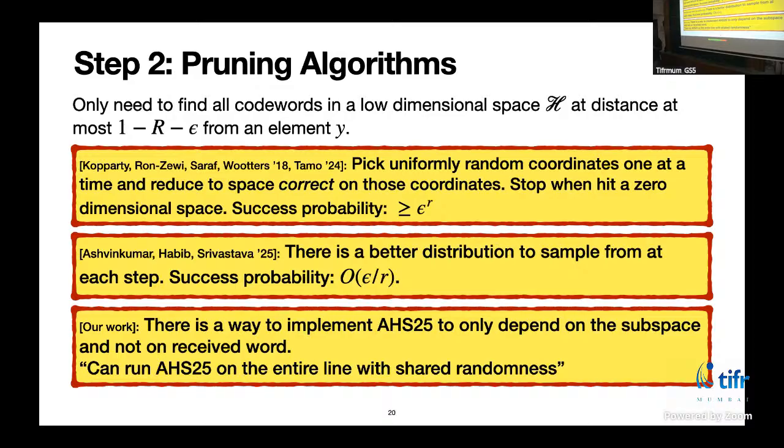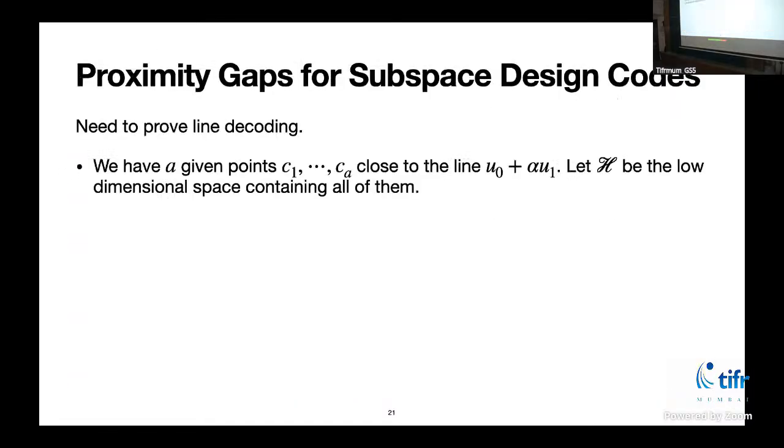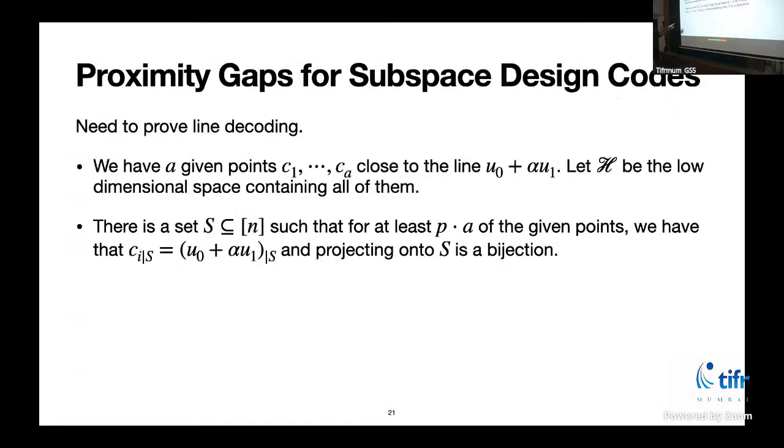The thing is, what AHS gives you is a set of coordinates on which you're going to agree. So now on this set of coordinates, you have many options. If each coordinate has L options, and the set is S, then it will have L to the size of S codewords. Okay. So this does give you list size bounds, and this does give you algorithms.